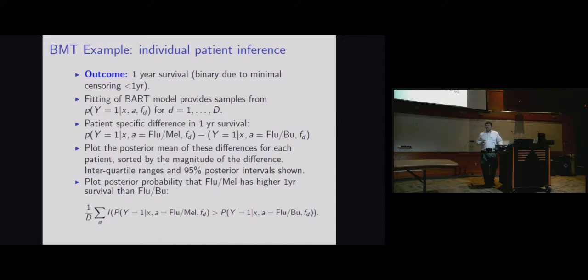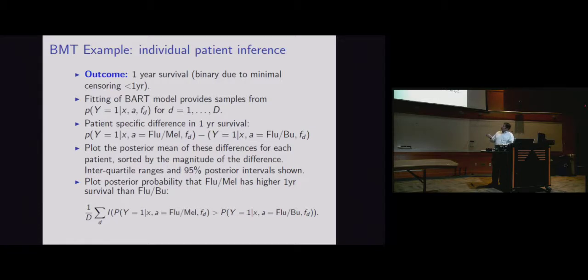And then you also can, because you have samples, this is done for each of these draws, you can construct interquartile ranges and 95% posterior intervals. So those are also shown on the next slide. And the other thing you can do is figure out the posterior probability that flu-mel has a better one-year survival than flu-bu. That can be obtained from those samples using this expression down here.